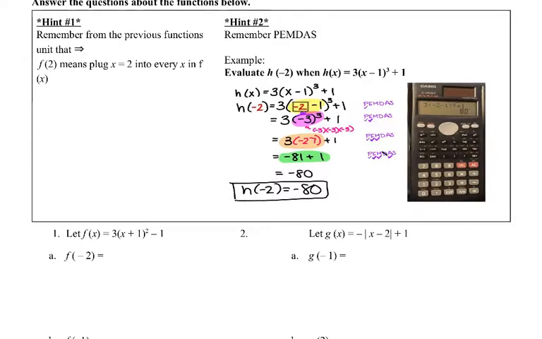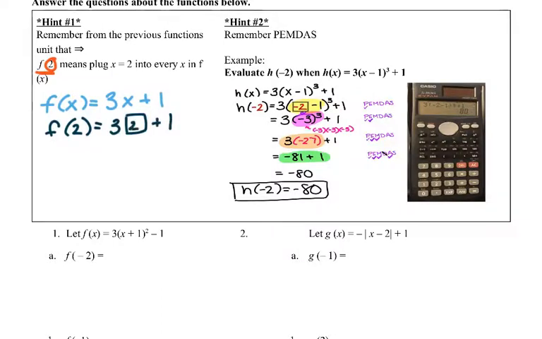All right, so a couple of hints from the previous unit. Remember that f of 2 means that we're going to take that 2 and plug it into every x in f of x. So for instance, if I had the function f of x equals 3x plus 1, I would take the 2, so f of 2, and plug it in everywhere I see an x in the equation. So remember, this would mean multiplication, and then we use order of operations. 3 times 2 is 6, and 6 plus 1 is 7. So f of 2 would equal 7. We learned that a while back with function notation.